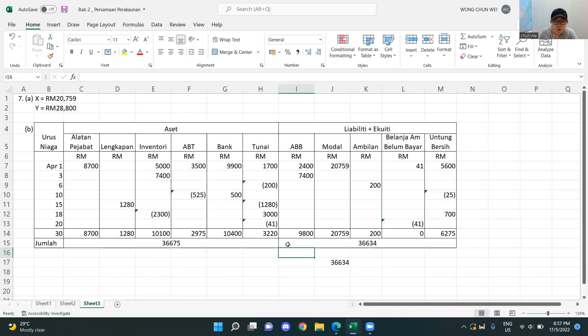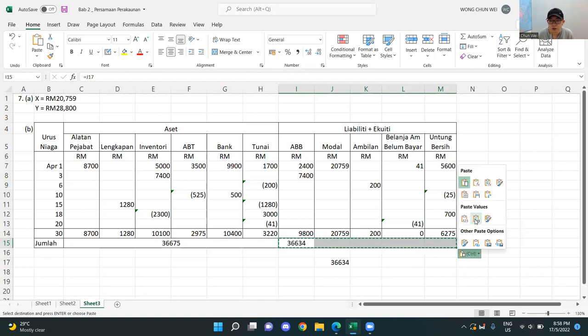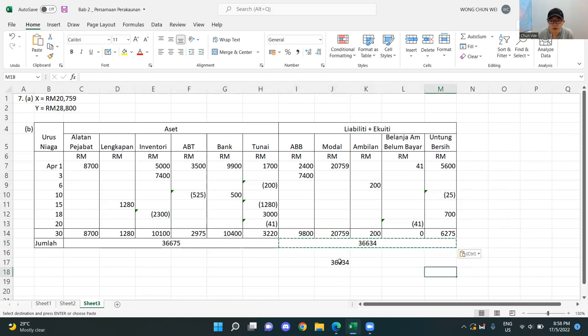All right. So now, maybe is it the calculation problem? It is in the tunai. So, okay, it is in the tunai. So we have to check. Okay. So first, whenever you see there is tak sama kat sini, one thing you have to do is, firstly, you go and minus what is the difference. Have to check what is the difference actually.